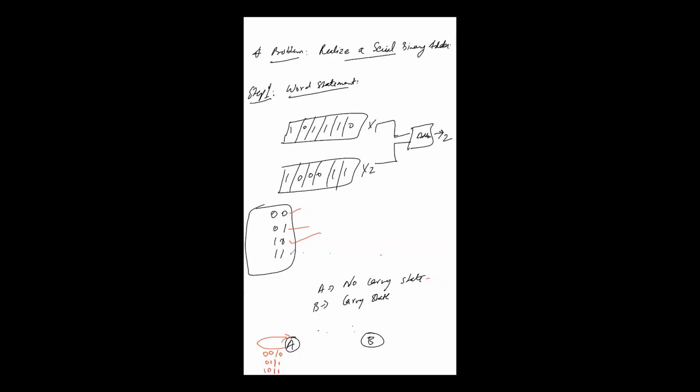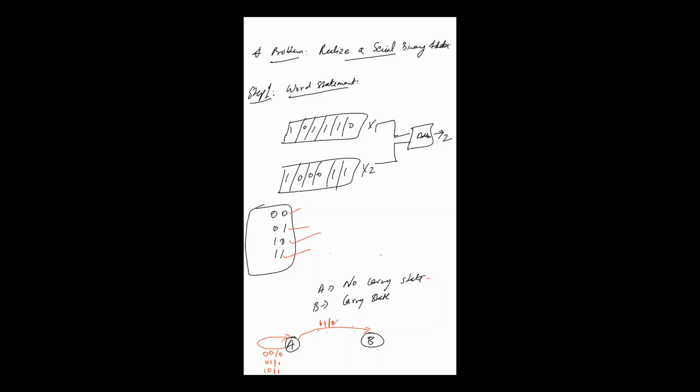right? And if you are adding 1, 1, 1 plus 1, you will have sum 0 and carry 1, right? It will make a transition. Now it will go to state B. For 1, 1 input, it will go to state B and output will be 0. Why output will be 0? Because sum will be 0.